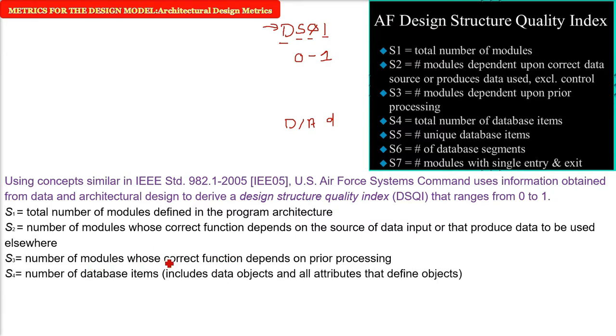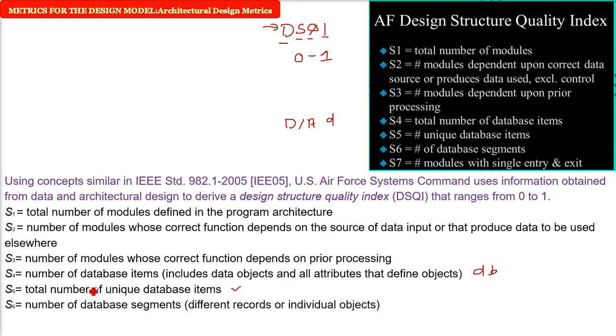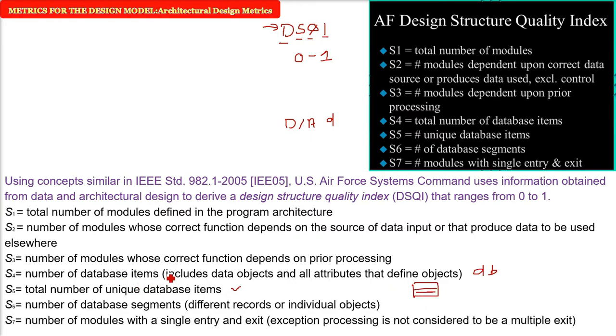S4 will be the total number of database items, and S5 will be the total number of unique database items. S6 will be the number of database segments, like records. If you make a table, one table in a database, it has a number of records and individual objects. S7 will be the number of modules with single entry and exit. So S1 till S7 will give numbers, and then we will compute the DSQI.